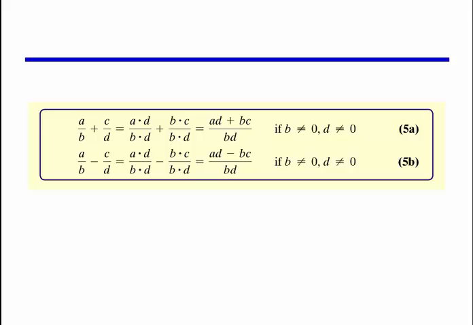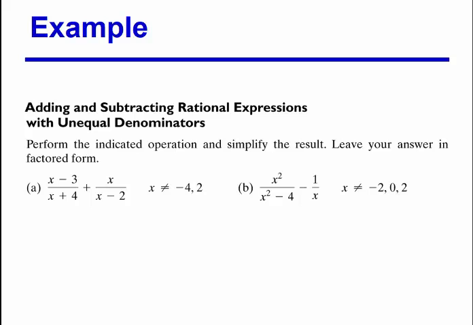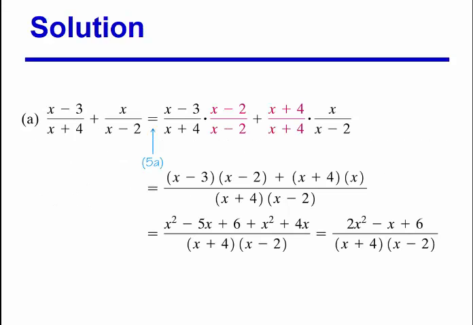And the same thing if we're subtracting these rational expressions. So adding and subtracting rational expressions with unequal denominators. For a, we have x minus 3 over x plus 4 plus x over x minus 2. And then, of course, x cannot equal -4 or 2. And then for b, we have x squared over x squared minus 4 minus 1 over x. And then x cannot equal -2, 0, or 2.